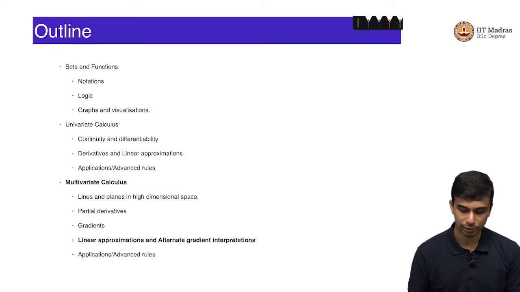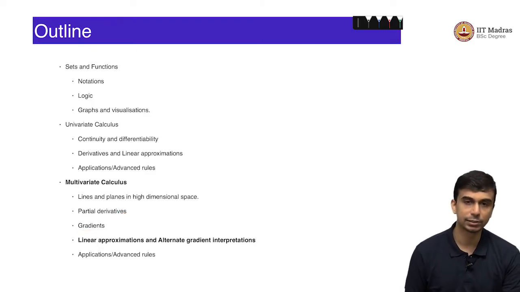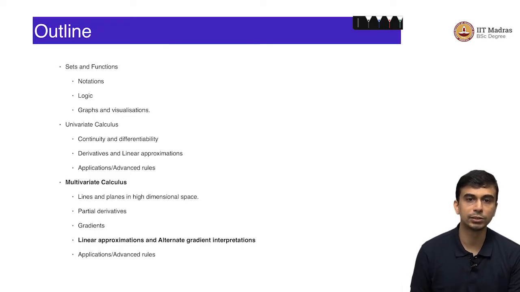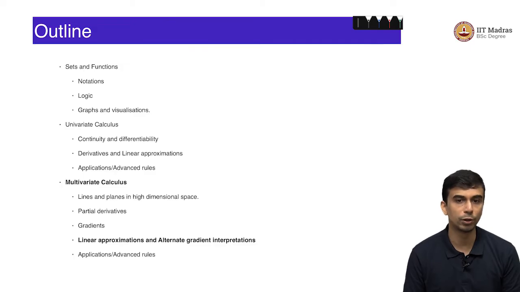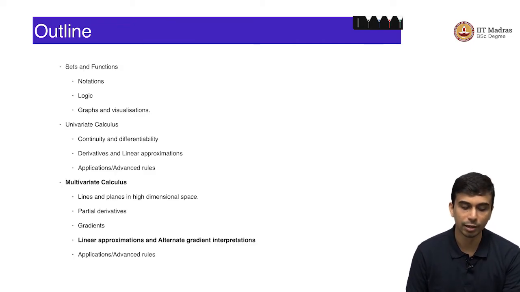In the last class we introduced and defined partial derivatives and gradients, and that is the first and standard interpretation of a gradient, which is a package containing all the components of the partial derivatives. You have the partial derivative with respect to all the variables and put them all together into one vector, that is the gradient. That is the computational interpretation of the gradient.